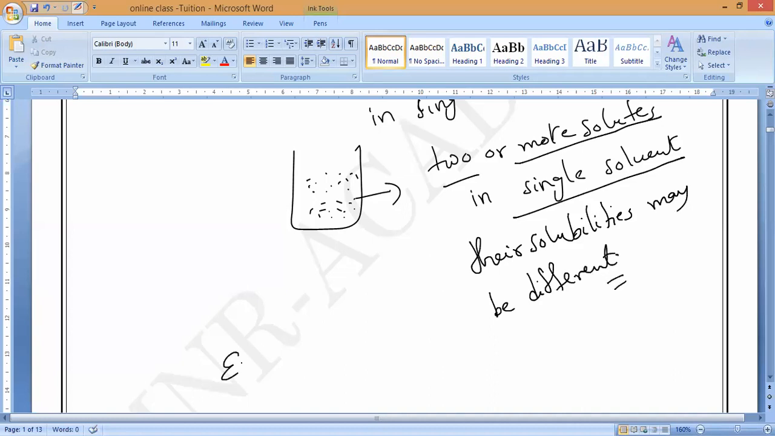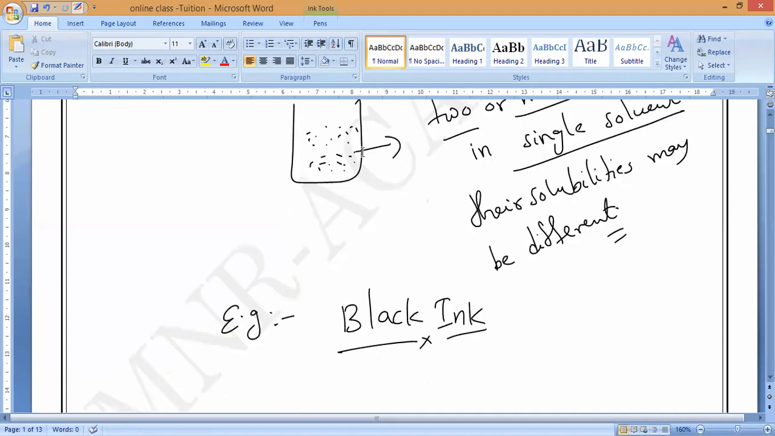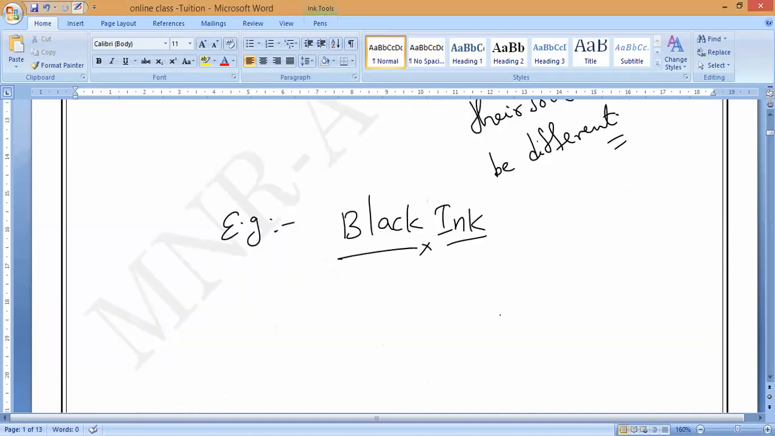For example, if we take blacking, and try to separate this blacking with the help of chromatography, we know that blacking ink is a mixture. It is a mixture of water and many different colors of dyes. Different colors of dyes are mixed with the water.